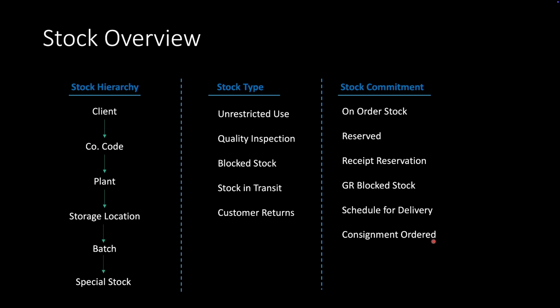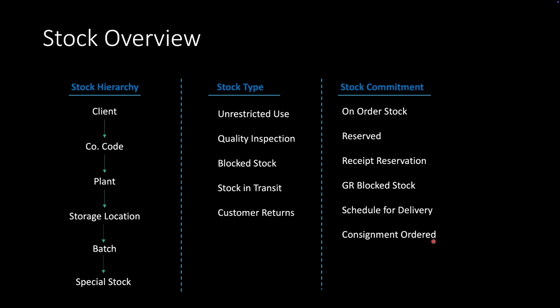Now, one thing you need to understand is that in the T code MMBE, you will be able to see the stock commitments, but in the T code MB52, this stock commitment will not be shown. So this is the major difference between MMBE and MB52: if you want to see the stock commitments, then you will have to check MMBE. In MB52 output, these stock commitments will not be shown. It will only show your warehouse stock position. So it will show the stock hierarchy and it will show the stock types. It will not show the stock commitments.